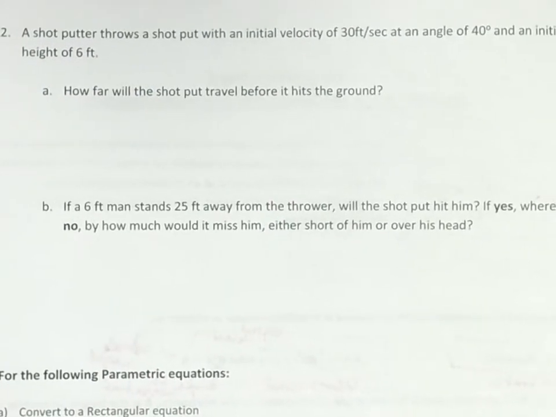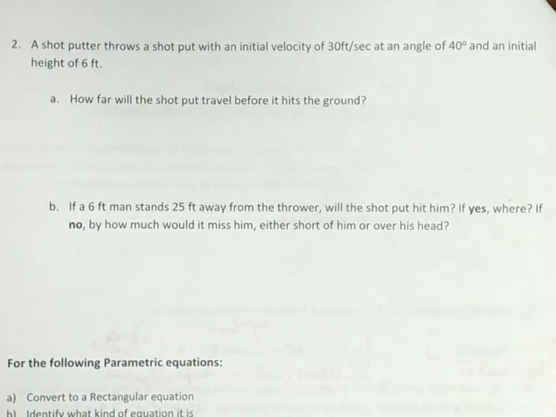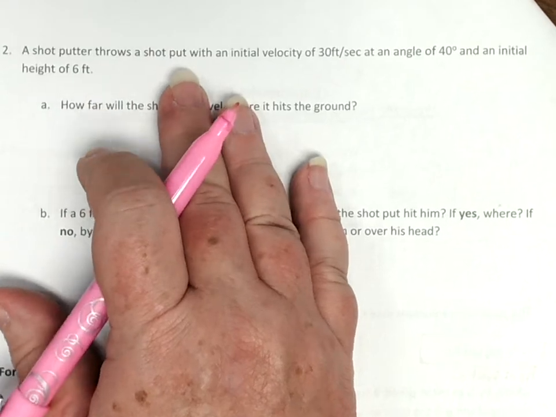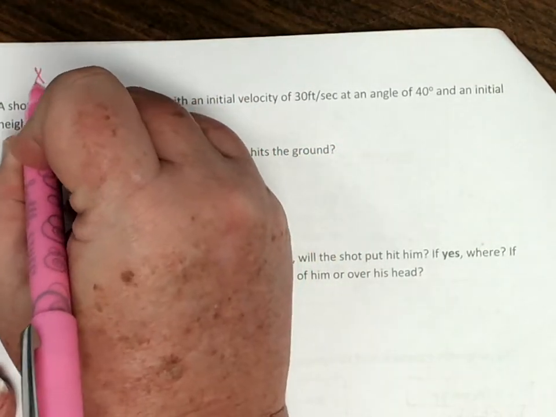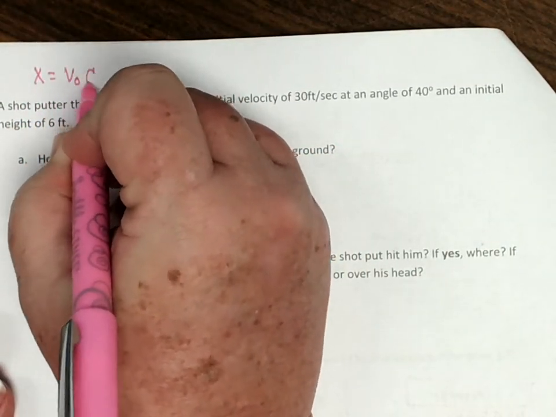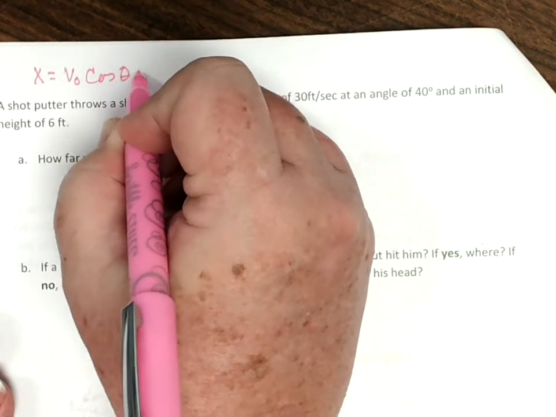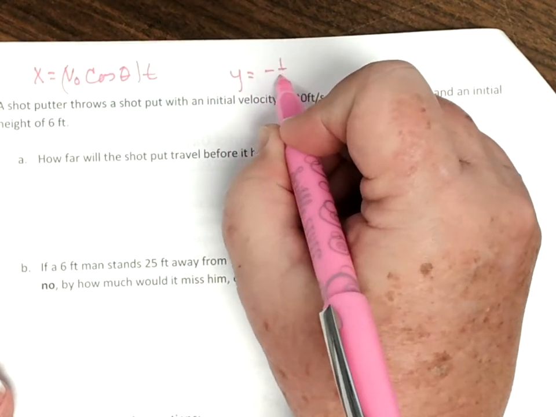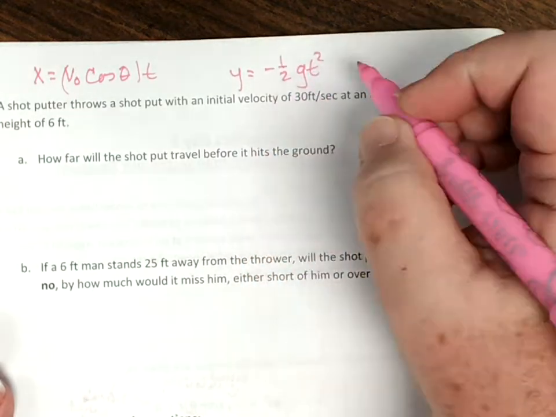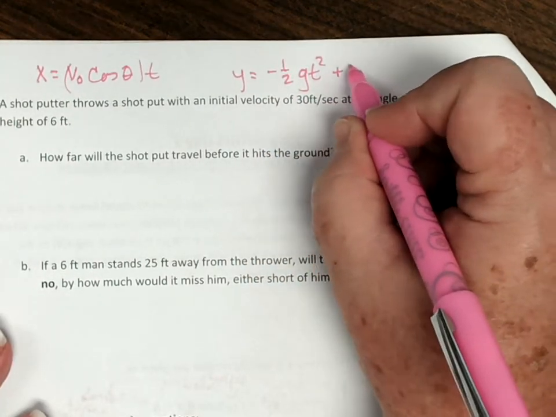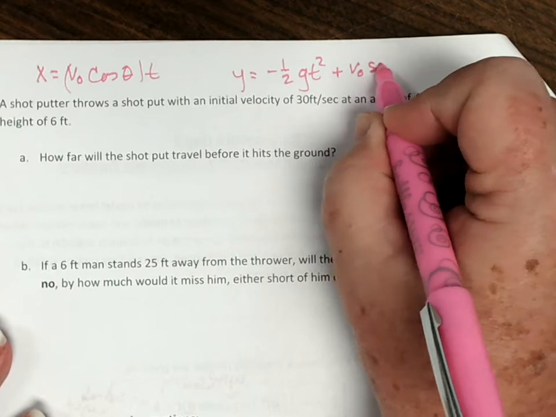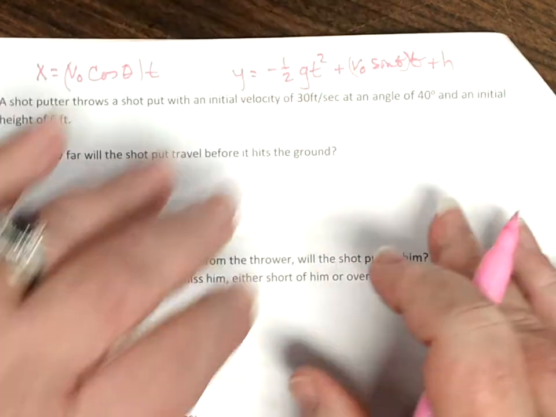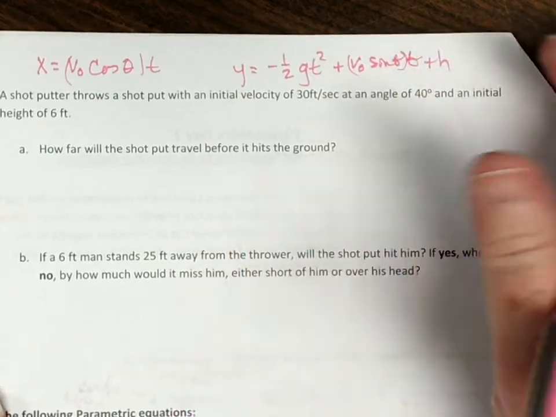Now our second problem is a little bit more complicated because of what it's asking, but we'll get to that in a second. The first part is exactly the same. We're going to use x is equal to initial velocity cosine theta times t, and y is equal to negative 1/2 g t squared plus initial velocity sine of theta times t plus our initial height. So we've got the same formulas.